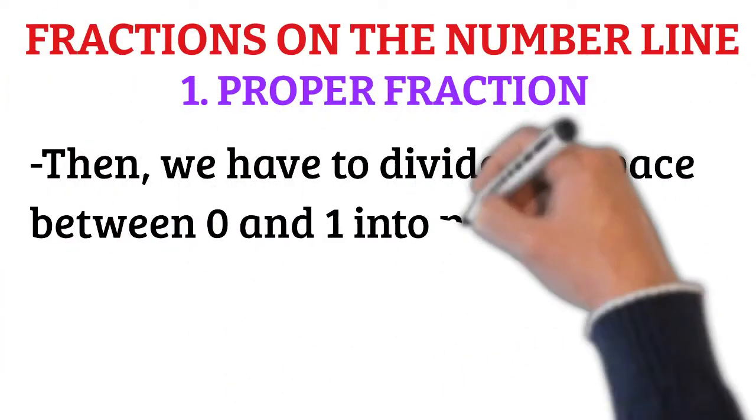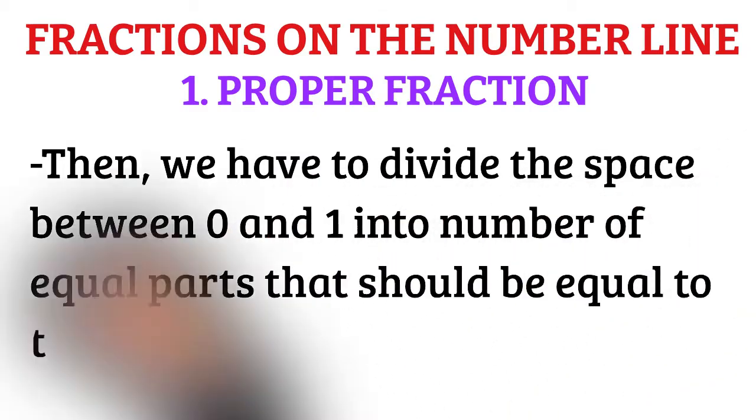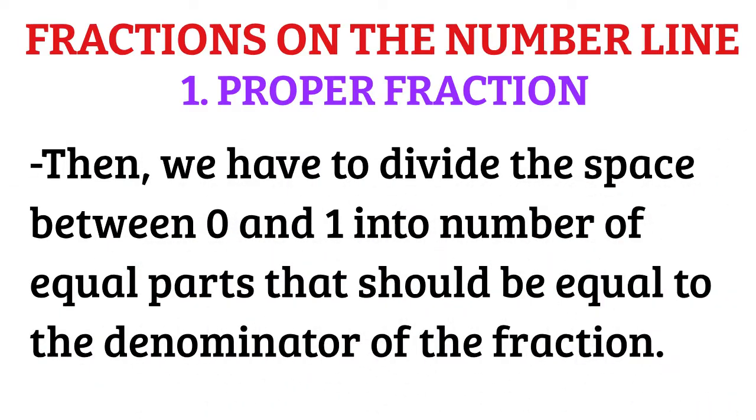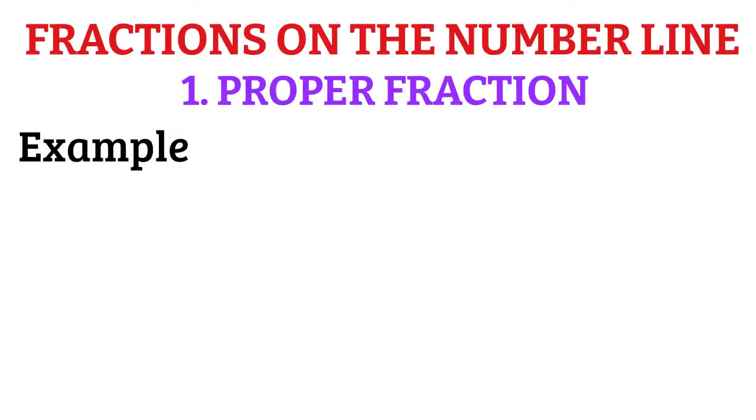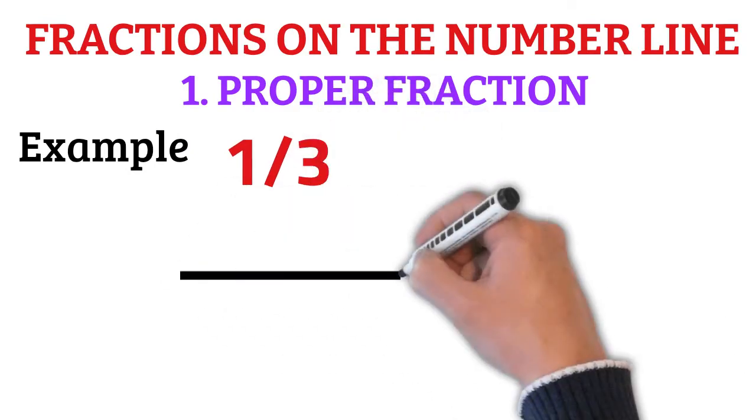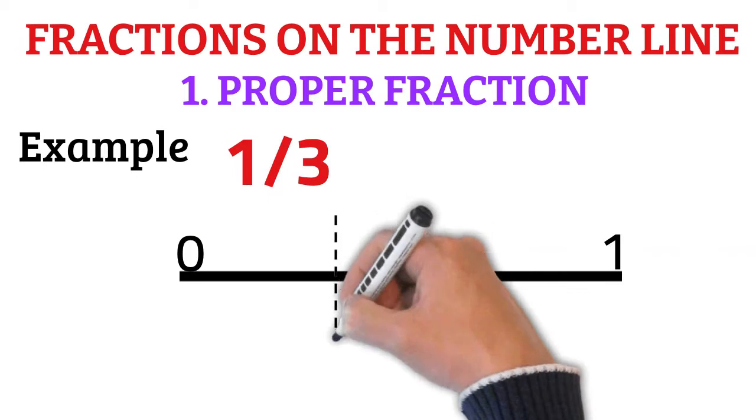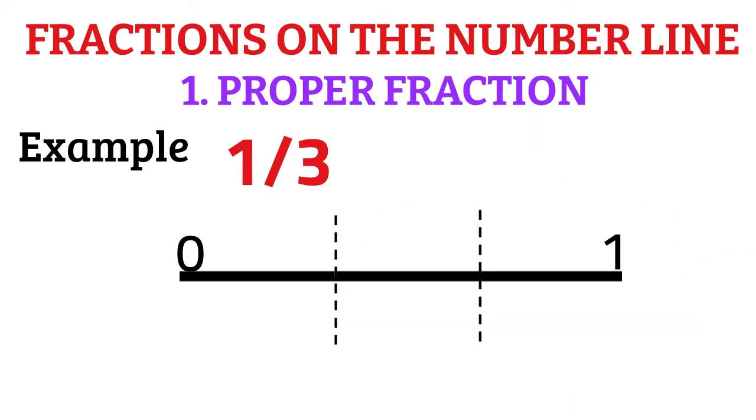Then we have to divide the space between 0 and 1 into number of equal parts and should be equal to the denominator of the fraction. For example, let the fraction is 1 by 3. Thus, we have to divide the length between 0 and 1 into 3 equal parts, as the denominator of 1 by 3 is 3.